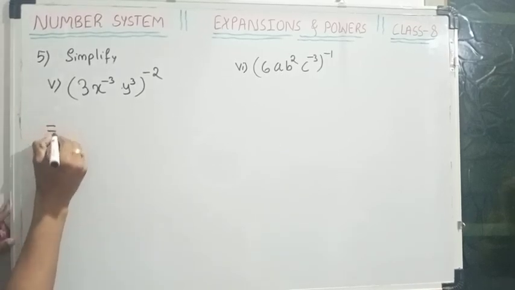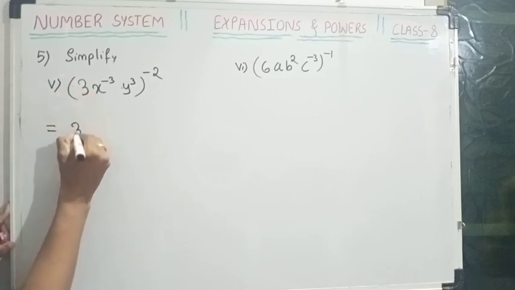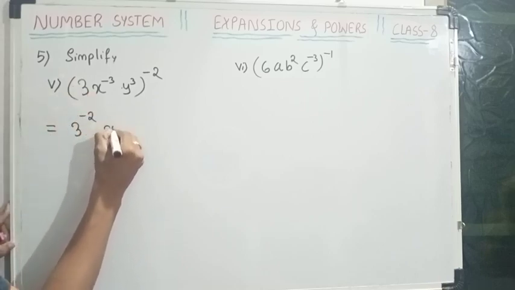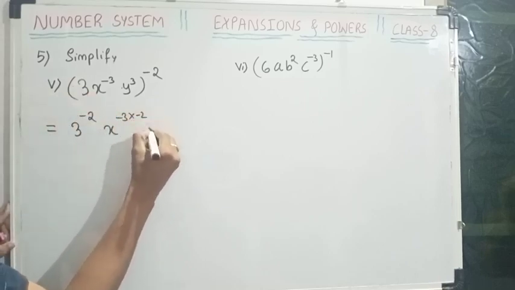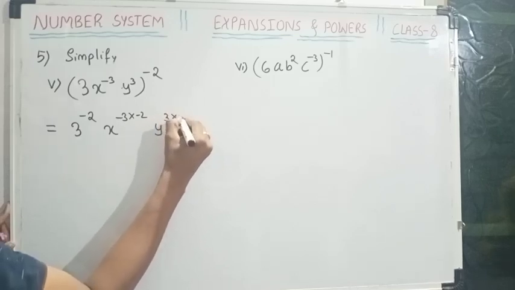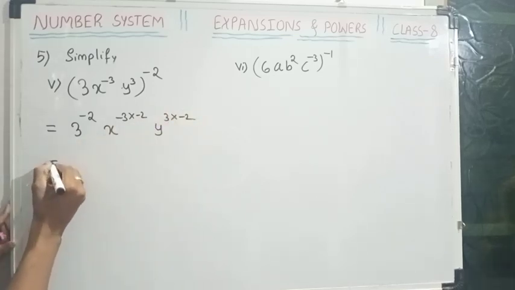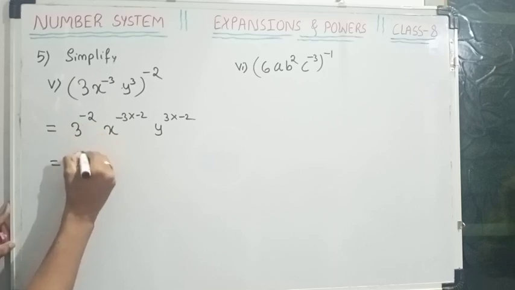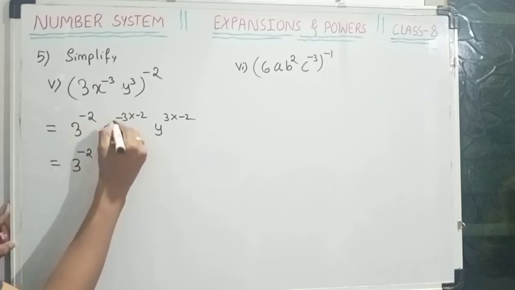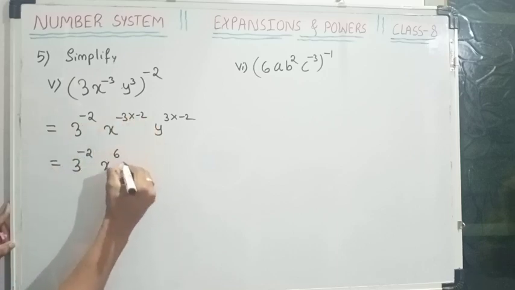Simplify (3x^-3 y^3)^-2. This becomes 3 to the power minus 2, x to the power minus 3 into minus 2, y to the power 3 into minus 2. 3 to the power minus 2, that is 3 to the power minus 2, into 3 to the power minus 3 into minus 2, that is plus 6.